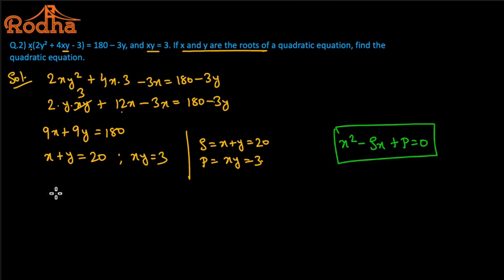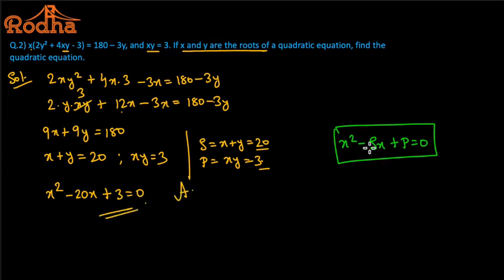So this is how we'll be getting x square minus s, which is basically 20, so 20x. So x plus y is 20, correct. Any mistake we have done? No, all fine. So now x plus y is 20 and xy is 3. So x square minus 20x plus p, and p will be the product, which is 3 here. So x square minus 20x plus 3 equal to 0. That should be the answer. This is the quadratic equation here.